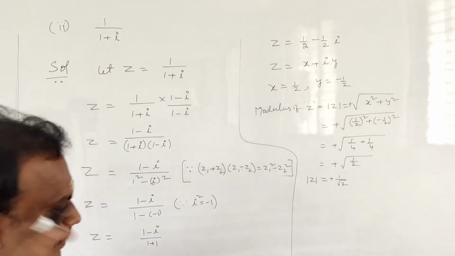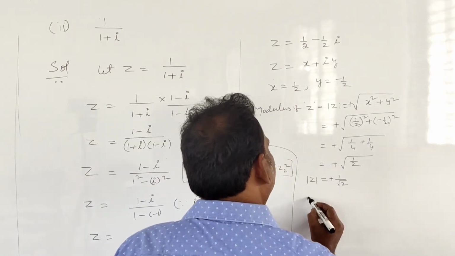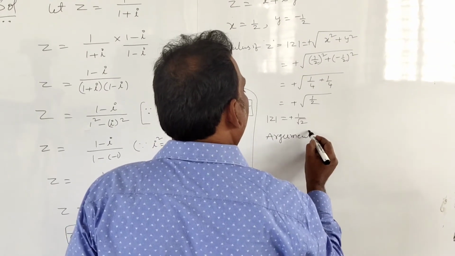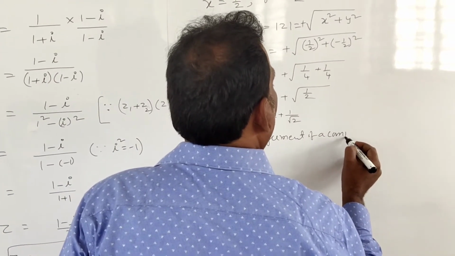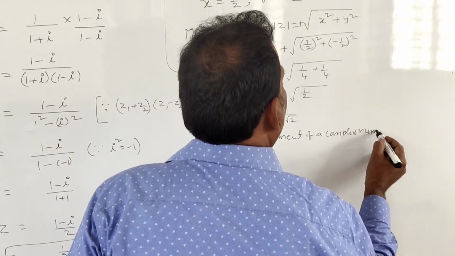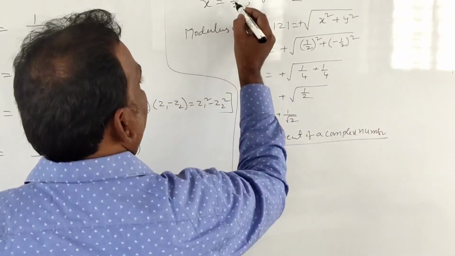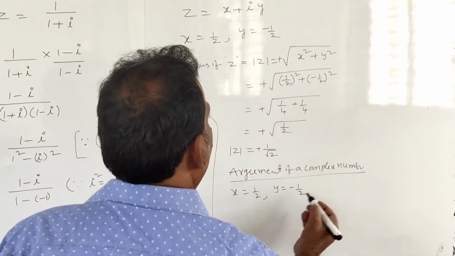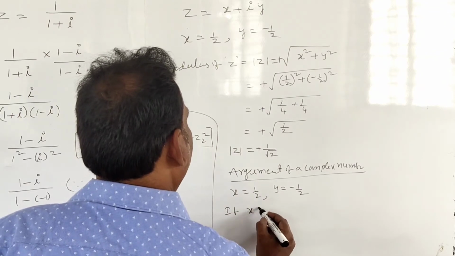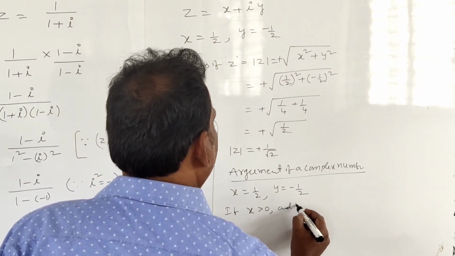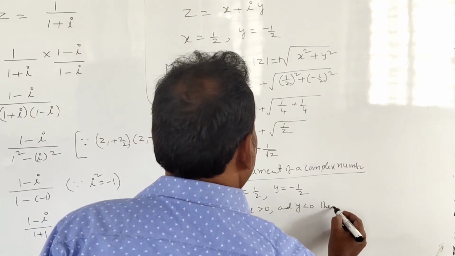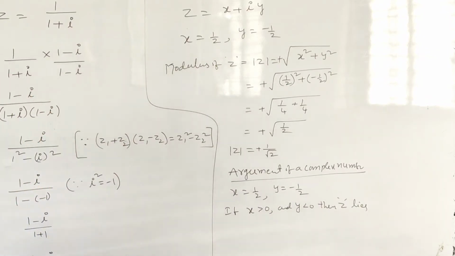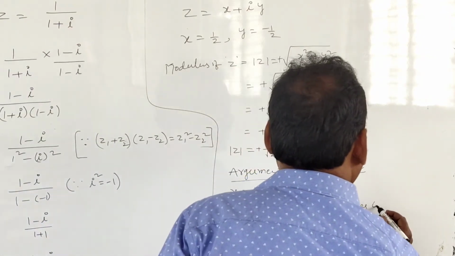Next, argument. So the argument of a complex number. In the given problem, the x value is 1 by 2 and the y value is minus 1 by 2. So if x is greater than 0 and y is less than 0, then in which quadrant does z lie? You know very well. x positive, y negative: fourth quadrant. Correct, students? So it is in the fourth quadrant.